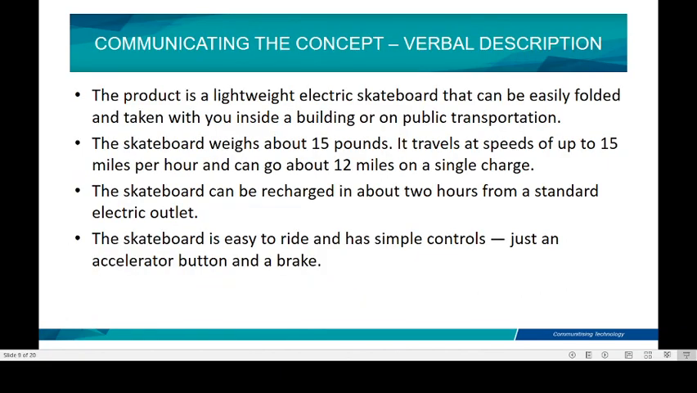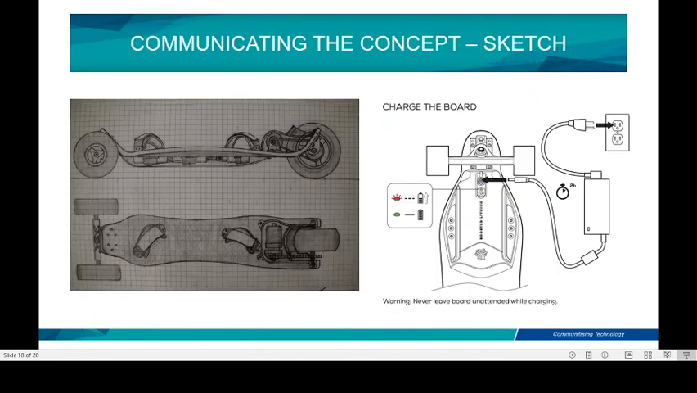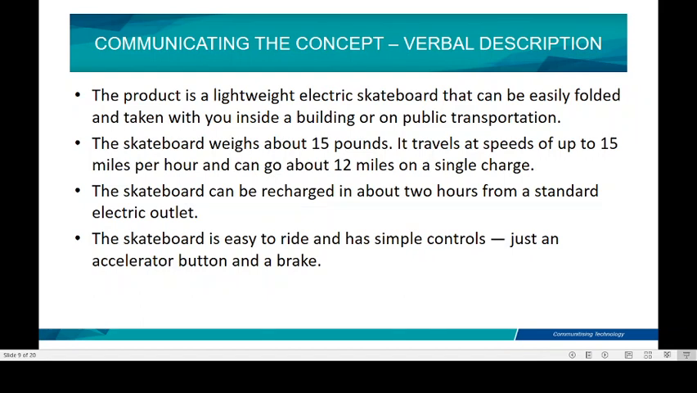So you need to have a verbal description as well. This is in the form of a narrative. Here it says that the product is a lightweight electric skateboard. These are the features of the skateboard, where it is easily folded and easily taken with you inside a building or on public transportation like a bus.